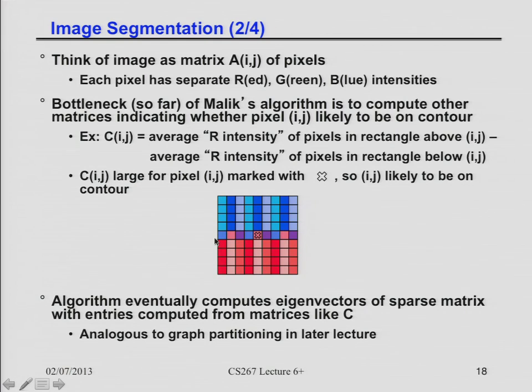Then the next part of the algorithm, which I won't talk about, is what do you do with this matrix which says you're likely to be on a boundary or not? That turns into a graph partitioning problem. I've mentioned that one before many times. This is yet another application of graph partitioning, and we'll have a lecture on it later. So right now, the bottleneck, my goal is I'm given a matrix of red intensities, and I want to compute the difference between red above and red below.